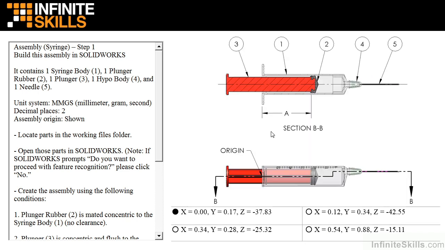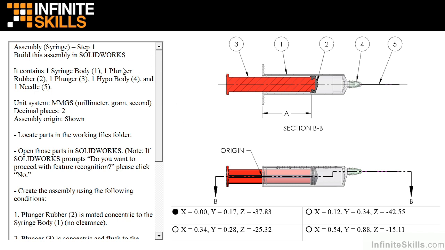Notice this dimension A. This dimension A is taken from this face to a face inside of the plunger body. So we're actually dimensioning to features inside of other features. As we build this assembly together, I will show you how to access part features inside of other parts. So let's take a look at these directions.